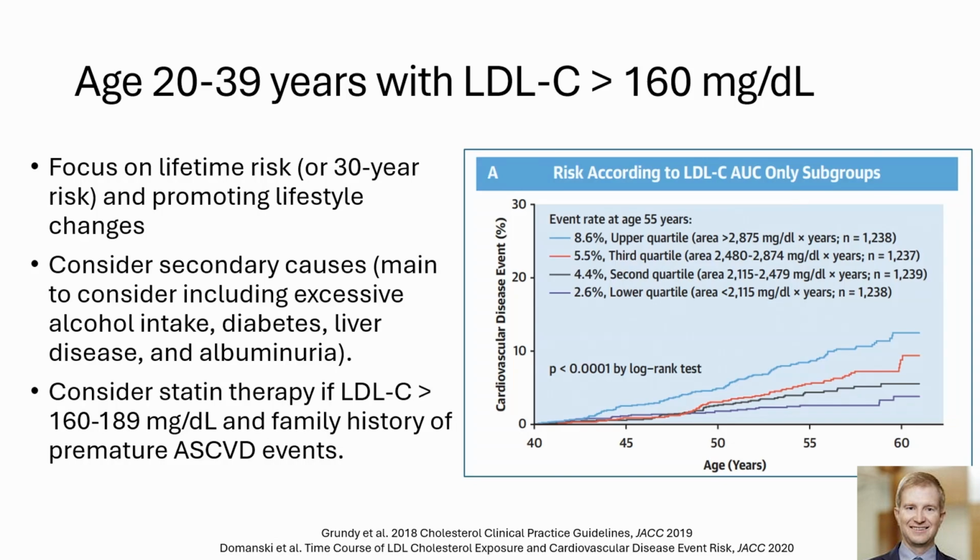While I feel like these can be difficult to manage, I think there are several things that we can do to really help them. The first is focusing on explaining what their lifetime risk is of having an atherosclerotic event, and then helping them focus on significant lifestyle changes. Next is really looking to make sure they don't have any secondary causes of hypercholesterolemia. And there can be several: alcohol intake, diabetes, significant liver disease, albuminuria. And then finally, if they do have other risk factors such as family history of premature atherosclerotic events, we do suggest starting cholesterol-lowering medications in this patient population.